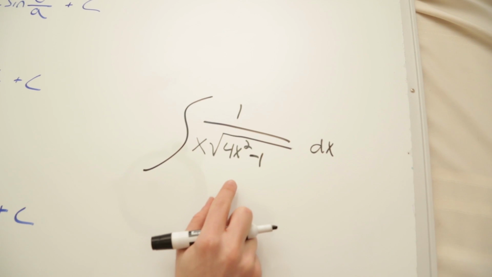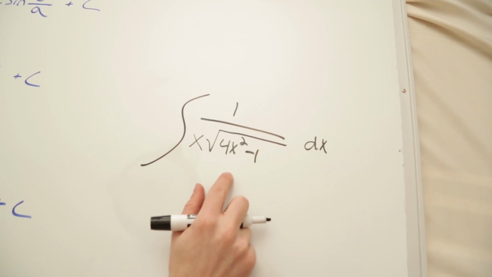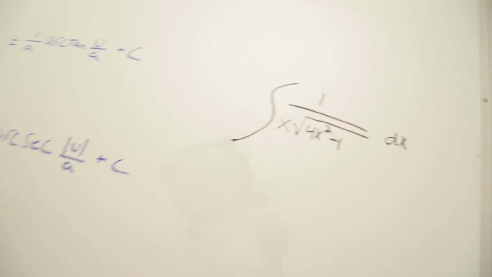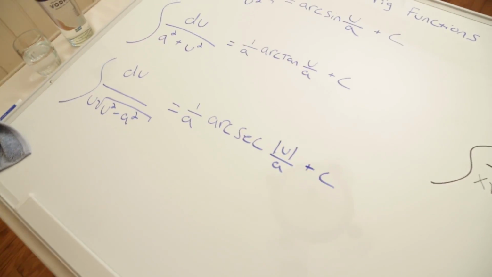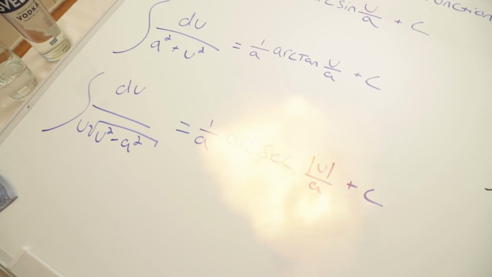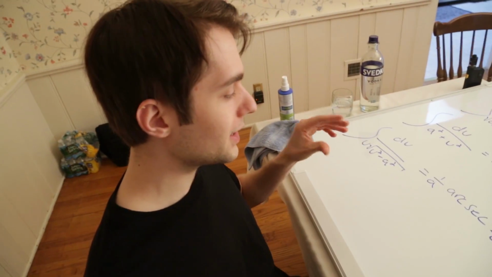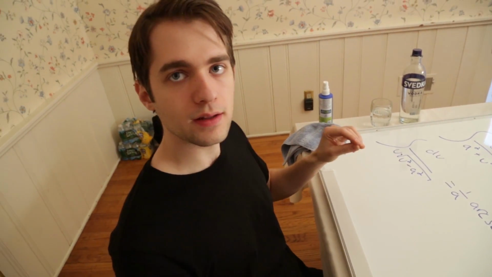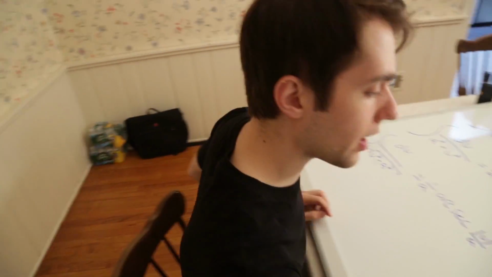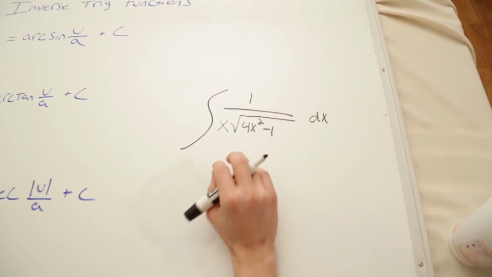All right, let's take a look at this one now. We have the integral of 1 over x times root 4x squared minus 1 dx. Now, let's look at our 3 inverse trig functions. Try and decide for yourself which one we're gonna use. Arcsecant. So, as you'll notice though, it doesn't exactly fit the arcsecant mold. We're gonna have to algebraically manipulate this a little bit to make it look like this.